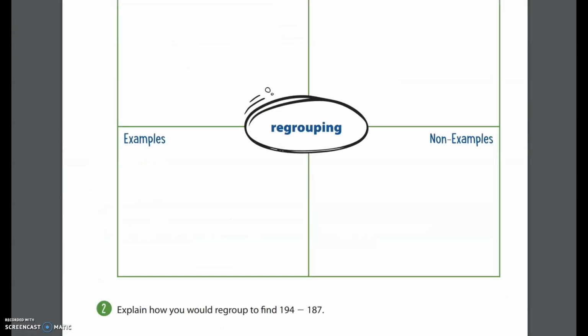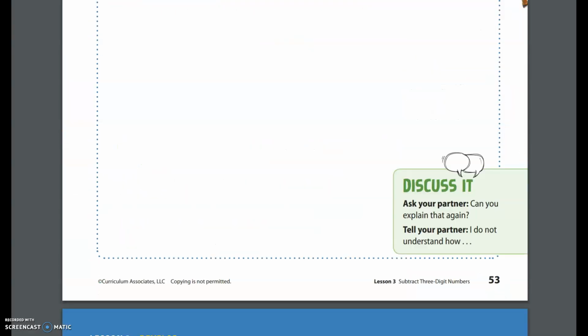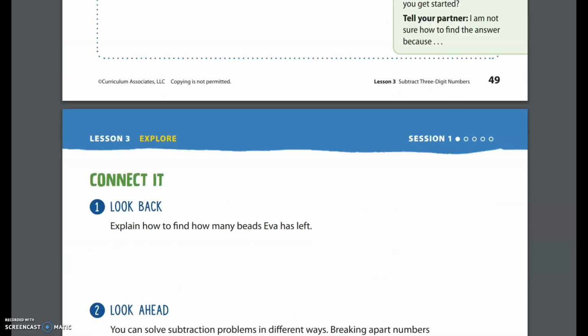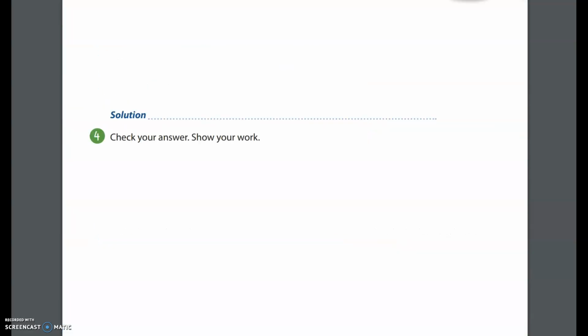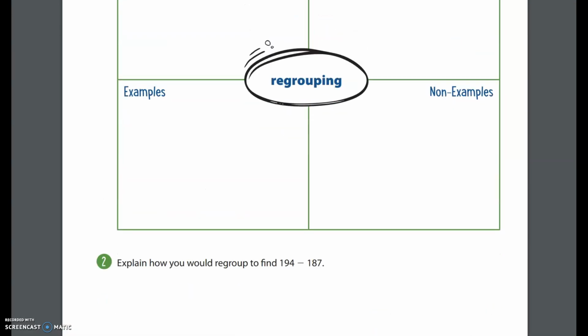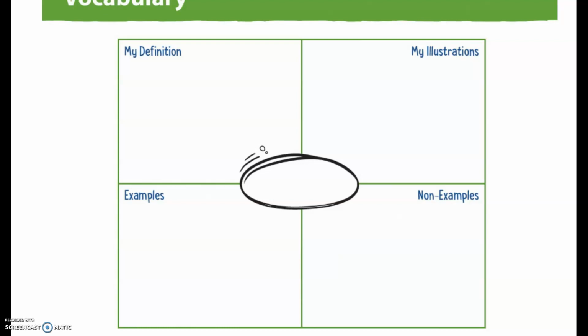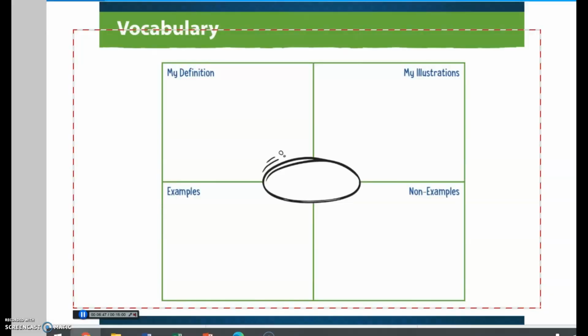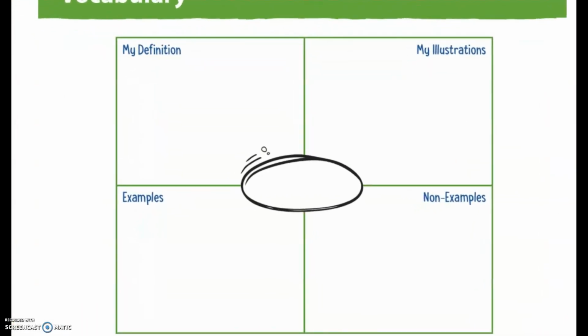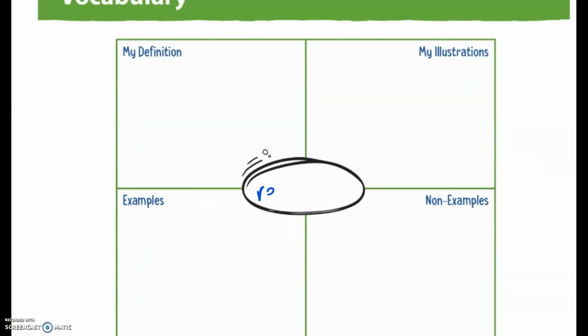Okay, now it's time for vocabulary, but I need to actually look and see what word we're doing because it's not on my page. Okay, we're doing the word regrouping. In the middle of your page is regrouping. You don't need to write this word because it's already on your page.